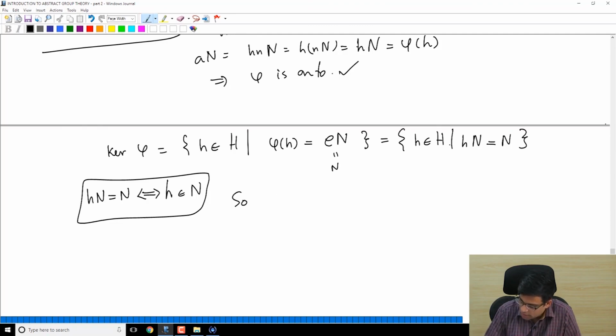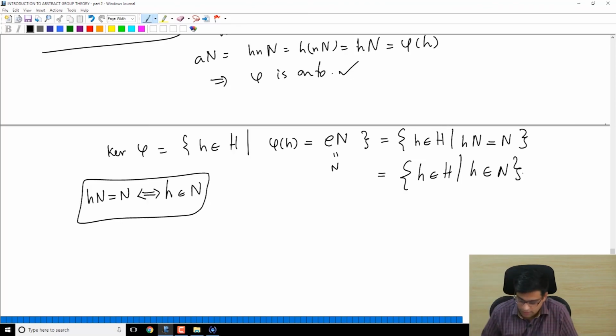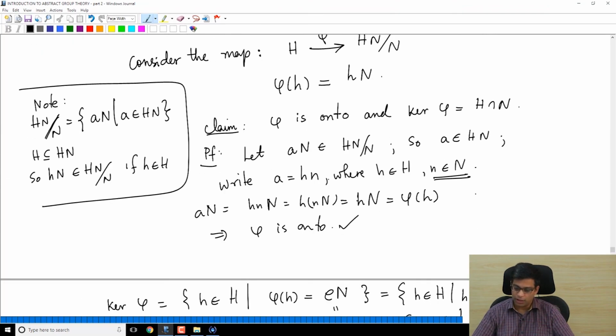So the kernel consists of elements h in H such that h is in N. But what is this set? This is nothing but things that are in H as well as in N. So the kernel of phi is simply H intersection N. So the claim is proved, the claim that phi is onto and the kernel of phi is H intersection N.